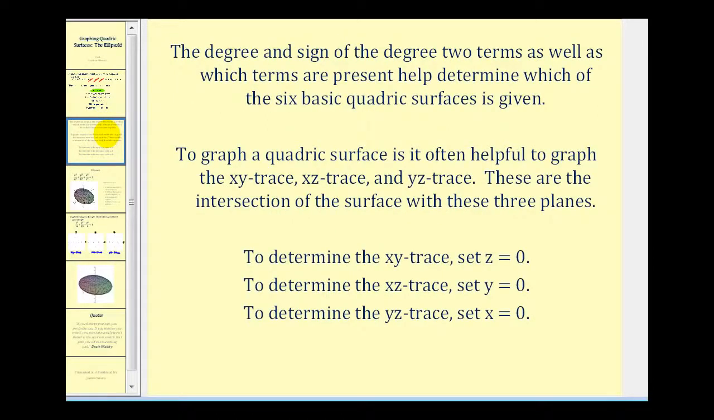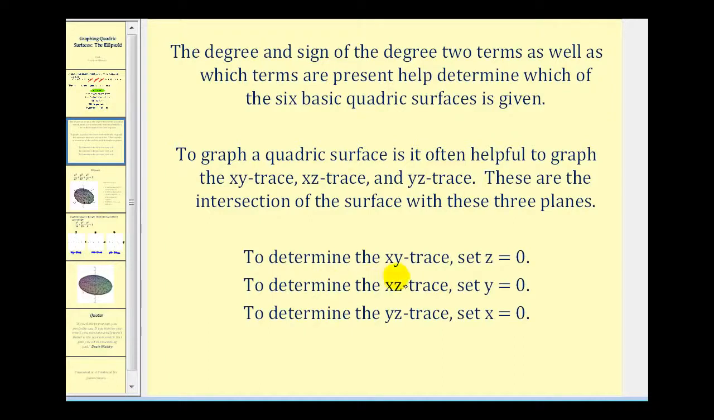The degree and sign of the degree 2 terms, as well as the terms that are present, help us determine which of the 6 quadric surfaces is given. Now, to graph a quadric surface, it's often helpful to graph the xy, xz, and yz traces, which is where the surface will intersect each of these 3 planes. And sometimes there may not be a trace in the given plane, but if we make a trace that's parallel to the given plane, there usually will be.